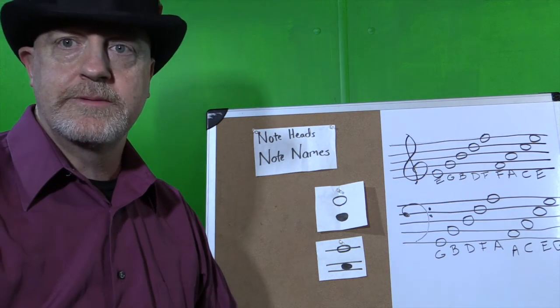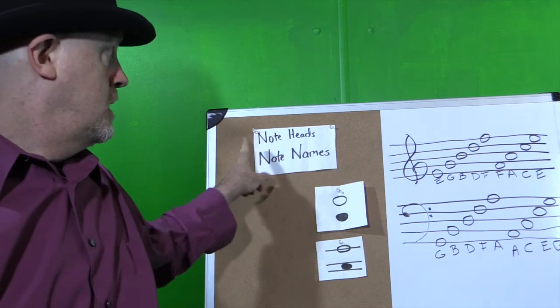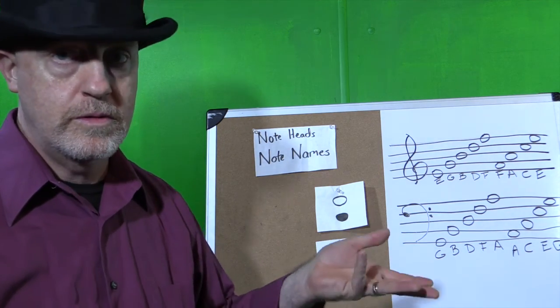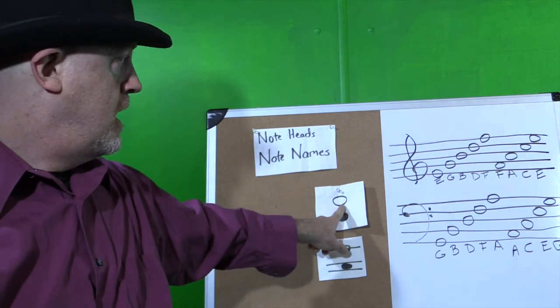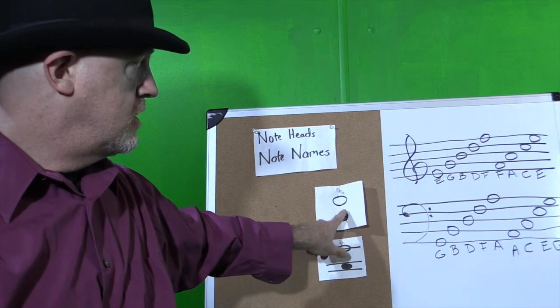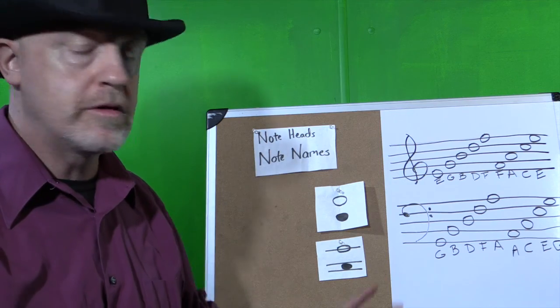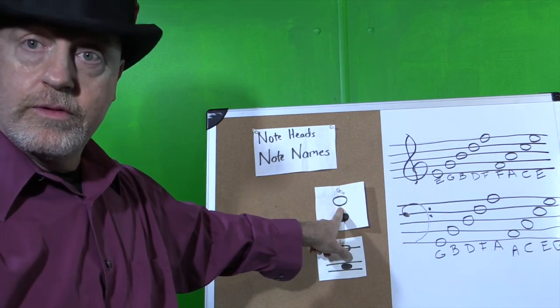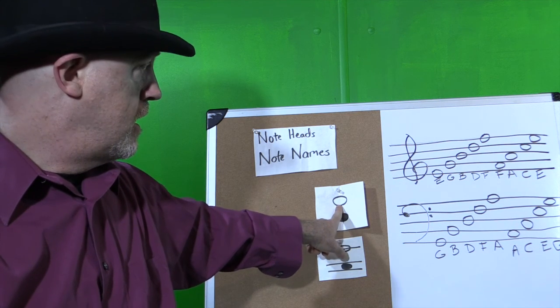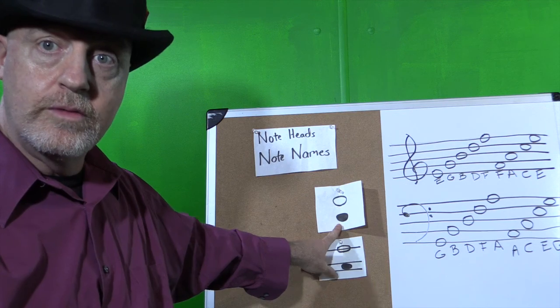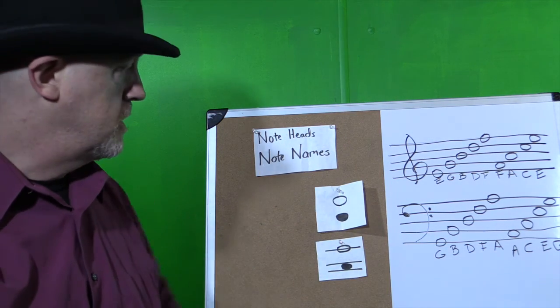Hello again, class. Today we're going to learn about note heads and note names. So notes in music have an oval that tells you what note to play depending on where it is on the staff. The oval can be just an empty oval like this, or a filled in oval depending on the rhythm, which we'll talk about later.